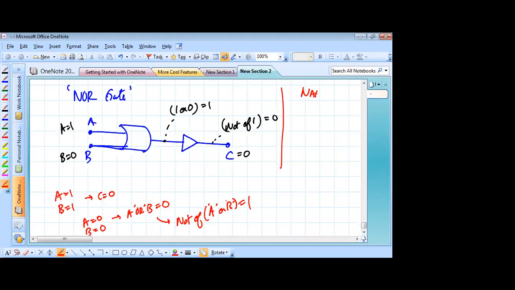So the NAND gate is like this. In front of the AND gate, you put a NOT gate. So this is the output variable C. And these are your input variables. So C is equal to not of A and B.